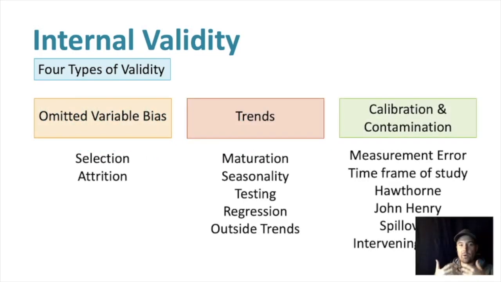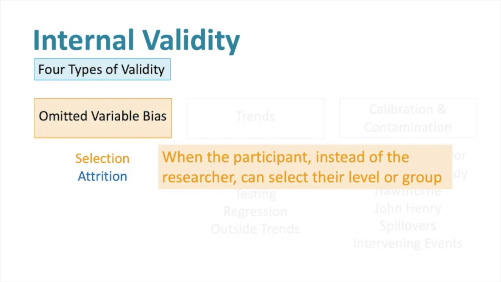The ways that we can have problems really come down to 3 categories with internal validity. We have omitted variable bias, which we've brought up before in this class. There are trends, and then there's calibration and contamination. When it comes to the omitted variable bias, how that can impact the internal validity, first is through selection. That's when the participant, instead of the researcher, can select their level or group. This means there are other variables inside or around a person that is helping them decide what level or group they want to be in. And if we don't control for those other variables, then we're going to have this omitted variable bias.